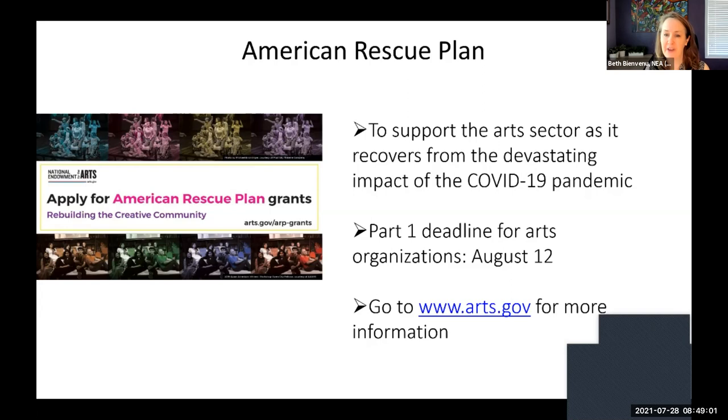40% of those funds went directly to the state arts agencies, so people like Jenny get to use that to help organizations in their state. And then the rest we are administering through our ARP grants. The part one deadline for arts organizations is August 12th. So I encourage you to go to arts.gov for more information. There's all sorts of information plus technical assistance.